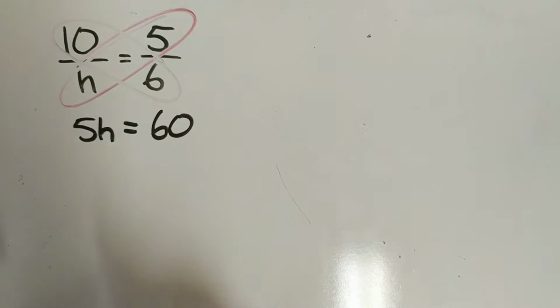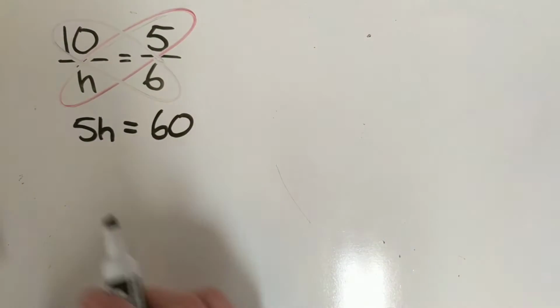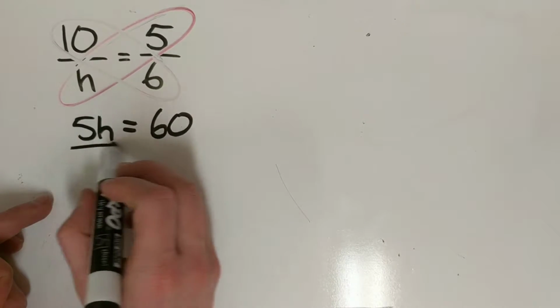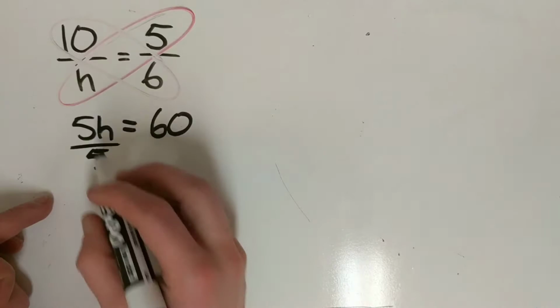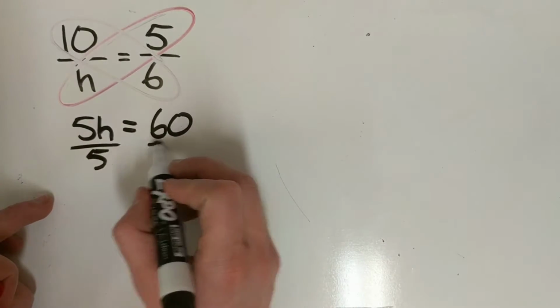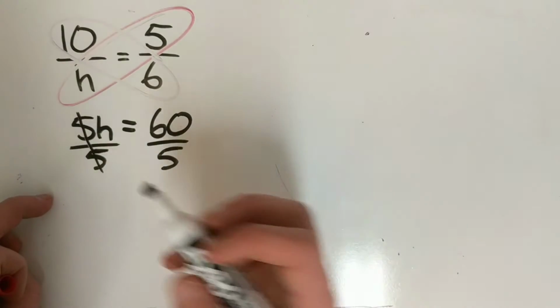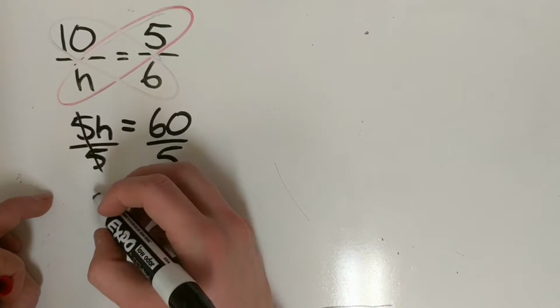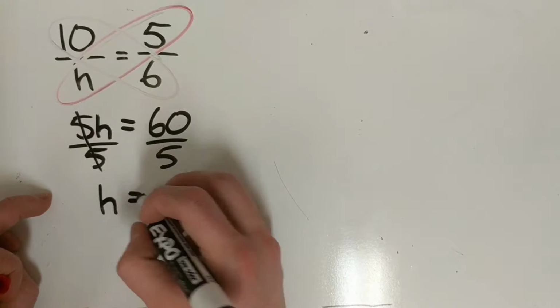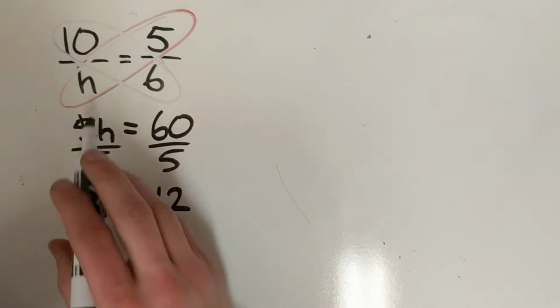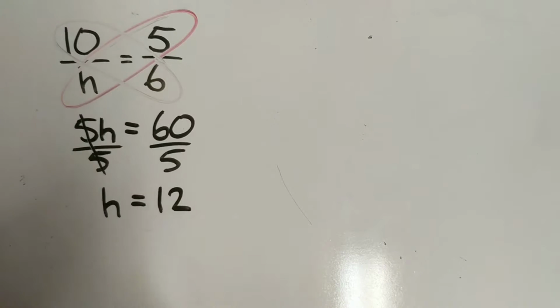Okay, we're now left with an equation, and our goal is to isolate h. So right now 5 is being multiplied by h, so in order to cross that out and cancel it, we need to divide by 5 on both sides. So when we do that, 5 divided by 5 is just 1, so that can cross out, and we're left with 1h, or just h, which is equal to 60 divided by 5, which is 12, okay? So the answer here, or the value of h, is 12.